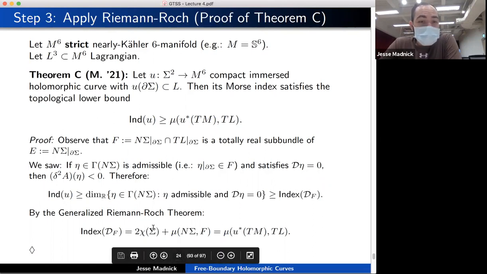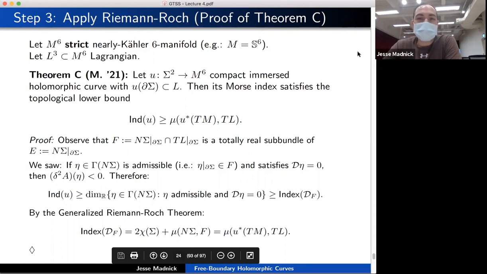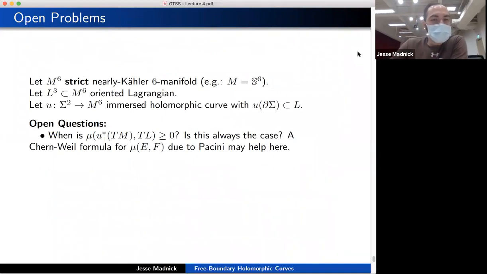But this is also a boundary Maslov index. It's the boundary Maslov index of the tangent bundle of sigma with respect to the tangent bundle of the boundary of sigma. And it turns out that the boundary Maslov index is additive. So when you add these two together, you get exactly this. Okay, so that's most of what I wanted to say, or pretty much everything.